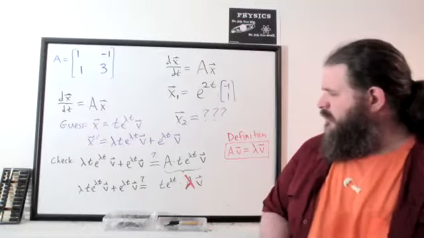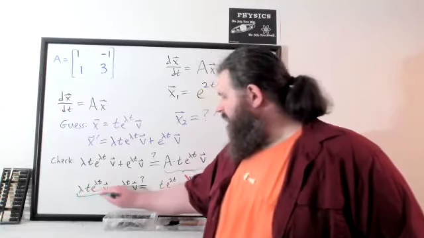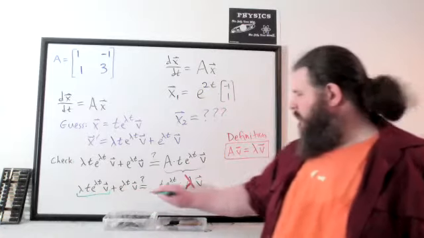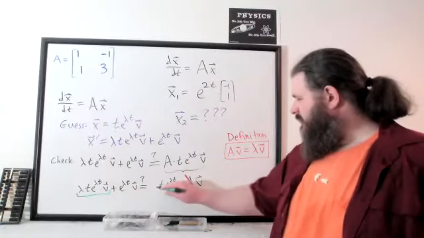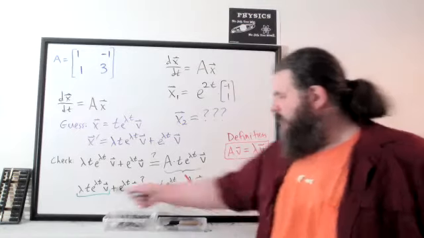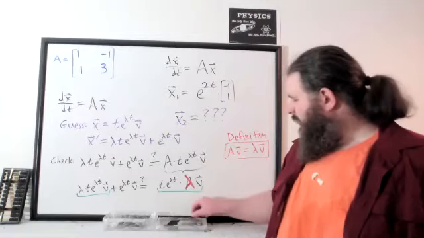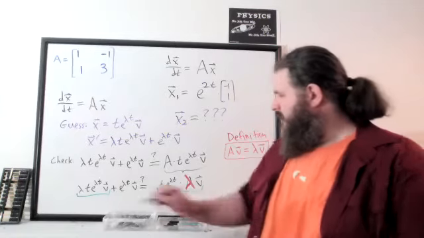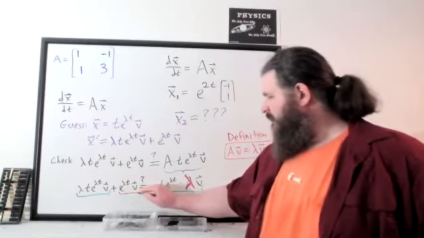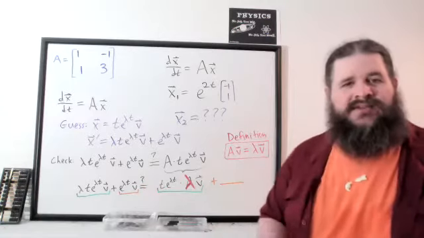If we take a look at this one term at a time, on the left side, we've got a lambda t e to the lambda t v. On the right side, we've also got a lambda t e to the lambda t v. And order doesn't matter because these are scalar multipliers. So those terms match up. But the problem is we also have this extra e to the lambda t v term here. And we don't have that on the right side.